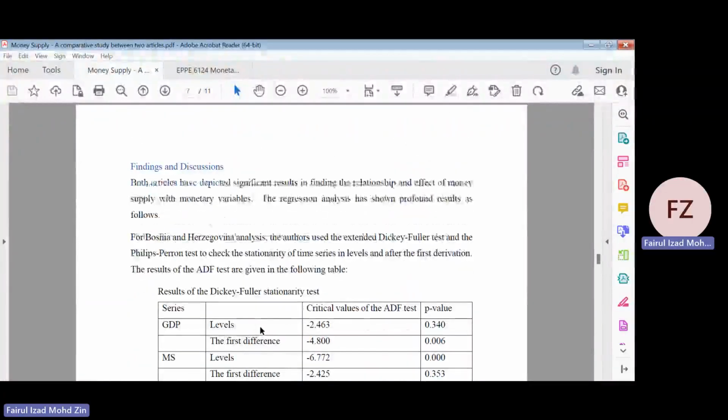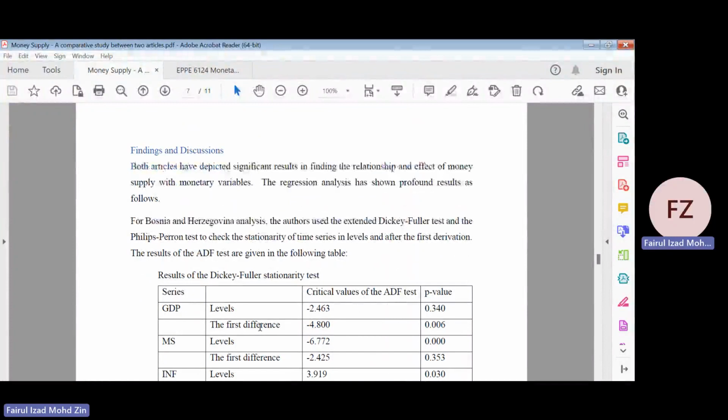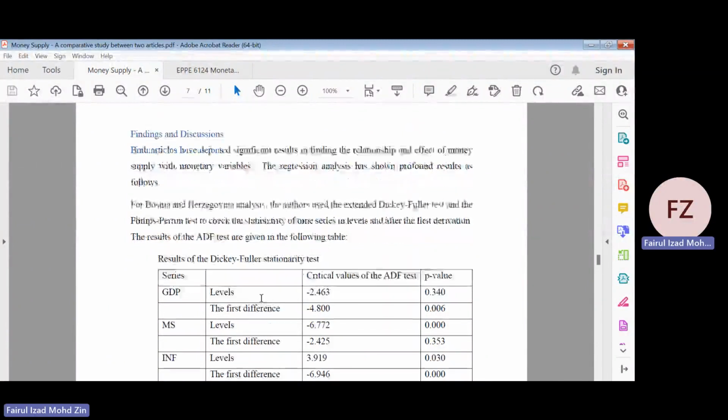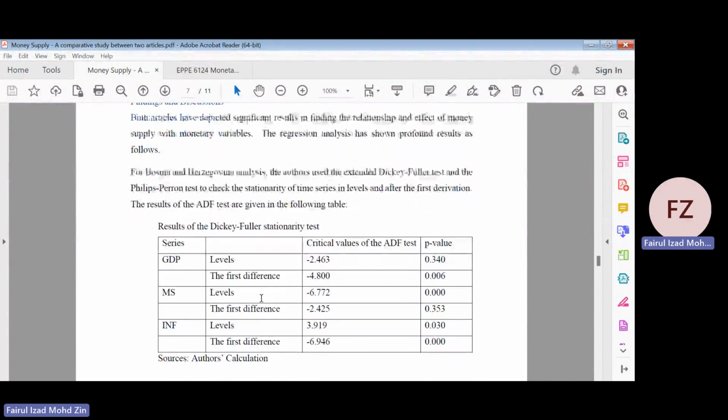Findings and discussion: both articles have depicted significant results in finding the relationship between the effect of money supply and monetary variables. The regression analysis performed gave results as follows. For Bosnia and Herzegovina, the authors used the Augmented Dickey-Fuller and the Phillips-Perron tests to check the stationarity of time series in levels and after the first difference. The results of the ADF test are given in the following table.